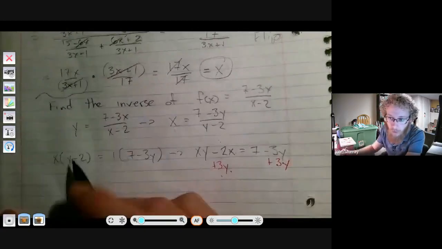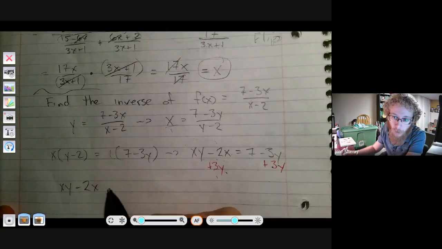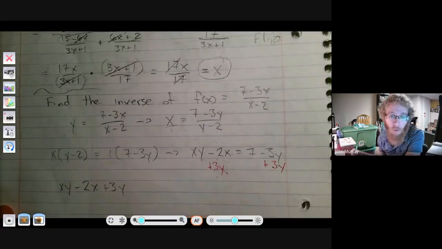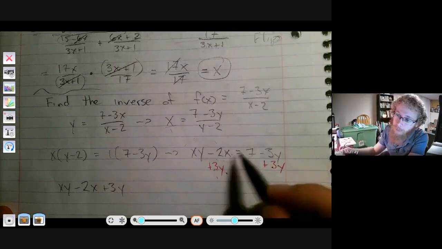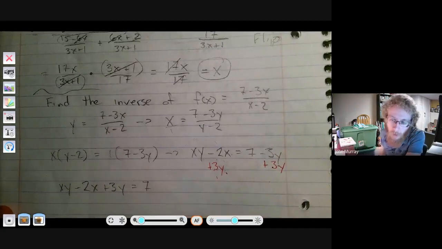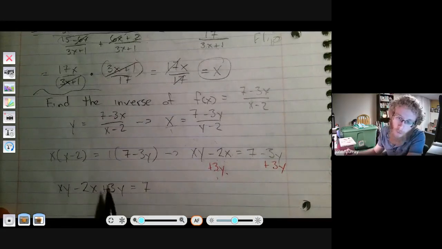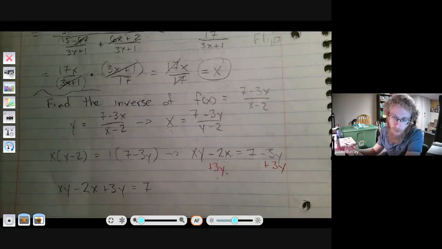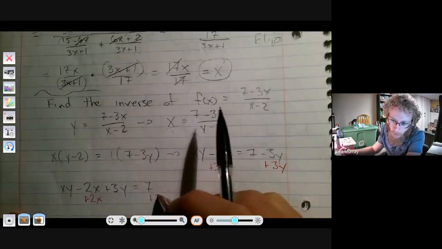I don't have an x here, so I can't combine anything. So we're just going to write it out: xy minus 2x plus 3y. We can't combine any like terms, so we have to leave it like that. On the right side, I'm just left with 7. All right, well, I'm almost there. I got the y's on the same side, but I have this negative 2x there. So I'm going to add 2x to both sides.